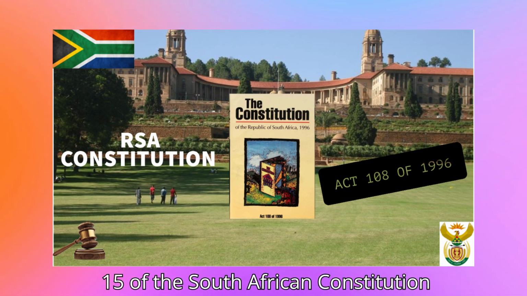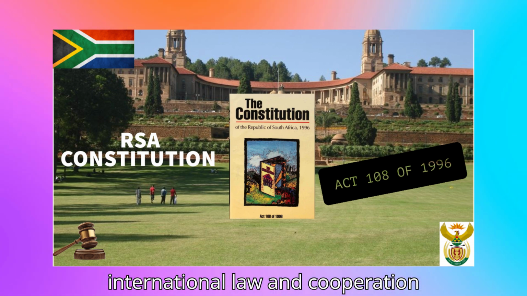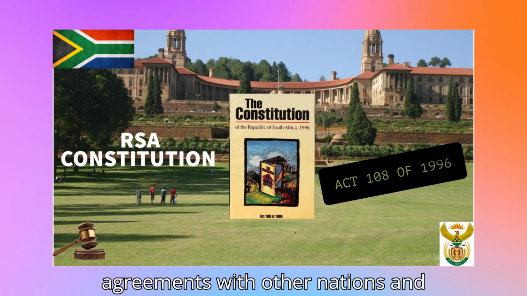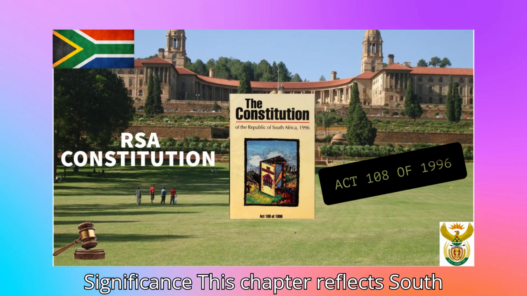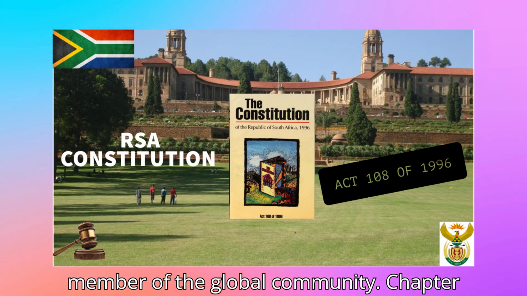Chapter 15 of the South African Constitution affirms the country's commitment to international law and cooperation, detailing the rules for forming agreements with other nations and recognizing customary international law's significance. This chapter reflects South Africa's ambition to be a responsible member of the global community.